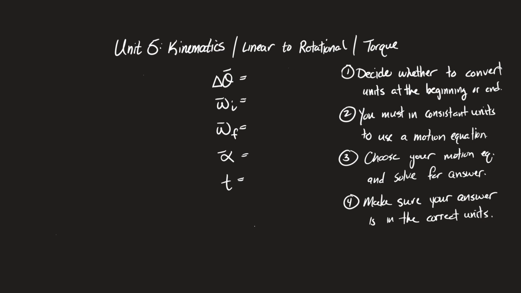3. And what was delta theta this time? 6. And our initial velocity still 0? Yep. All right. Try it again. I want RPM for omega final and radians per second squared for angular acceleration.